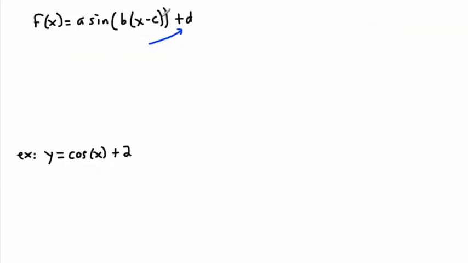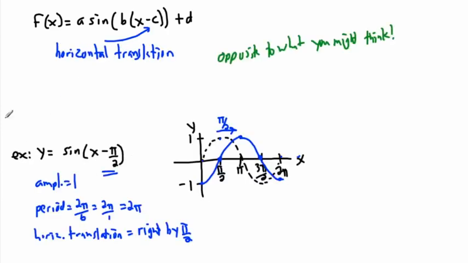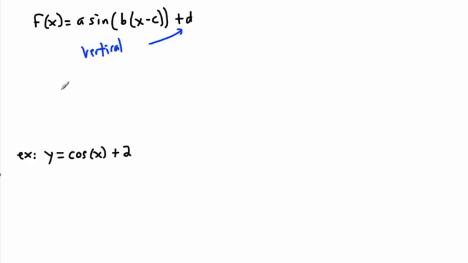Finally comes the easiest one, which is D. This is just a vertical translation. So in other words, here, when it was a horizontal translation, in other words, just left or right, over here, this one right here tells you up or down.